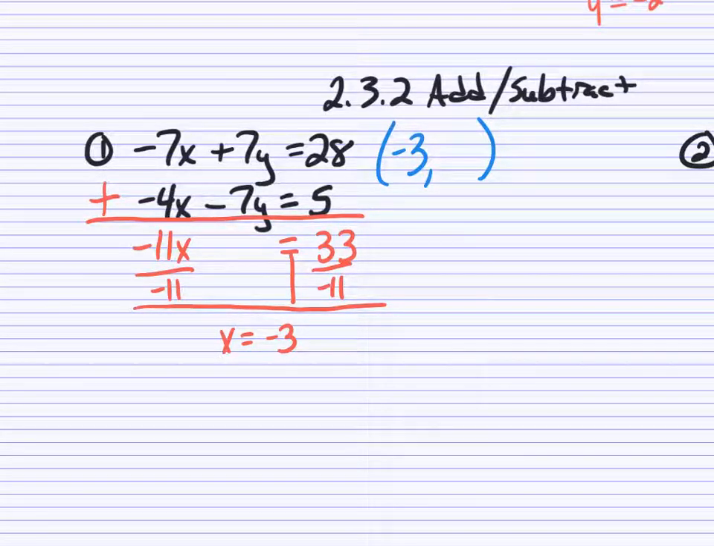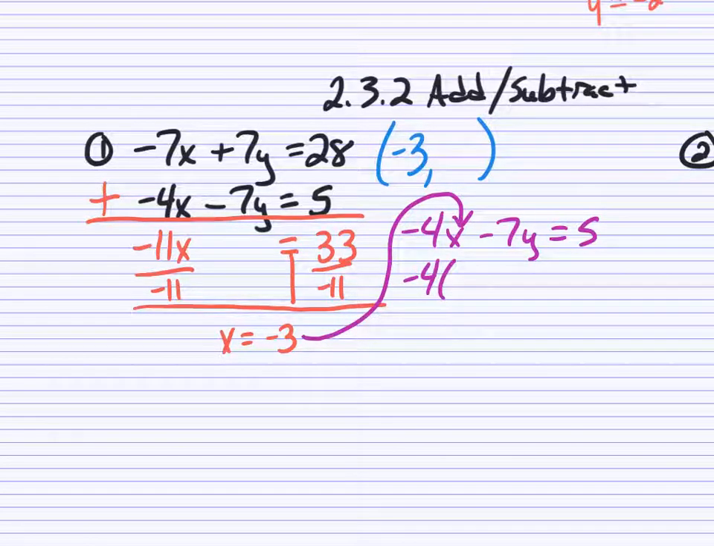Now we always have to go back and solve for the other variable, and just like substitution, there's two equations written in black. We pick the one that looks easier. They'll both work, but which one would you rather work with? Bottom. So negative 4x minus 7y equals 5. We know that x is negative 3. So negative 4 times negative 3.